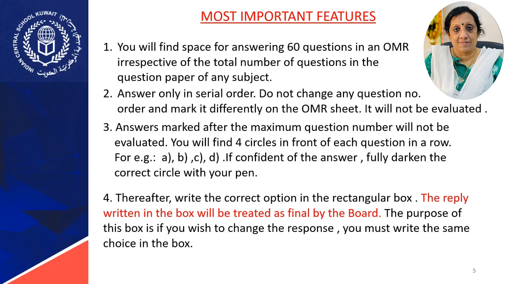You will find 4 circles in front of each question in a row. For example, you will see there A, B, C or D. If confident of the answer, fully darken the correct circle with your pen. Thereafter, write the correct option in the rectangle box. The reply written in the box will be treated as final by the board. The purpose of this box is, if you wish to change the response, you must write the same choice in the box.